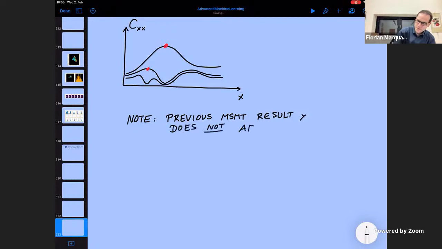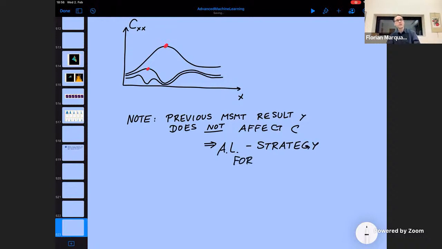So the previous result does not affect C. And so our active learning strategy for Gaussian random processes is actually independent of these results and therefore can be planned in advance. If you know the prior distribution, this plot of the uncertainty, then you can just plan the first X, and after that, with the right update, which you can do without knowing the measurement result, you plan the next X and so on.